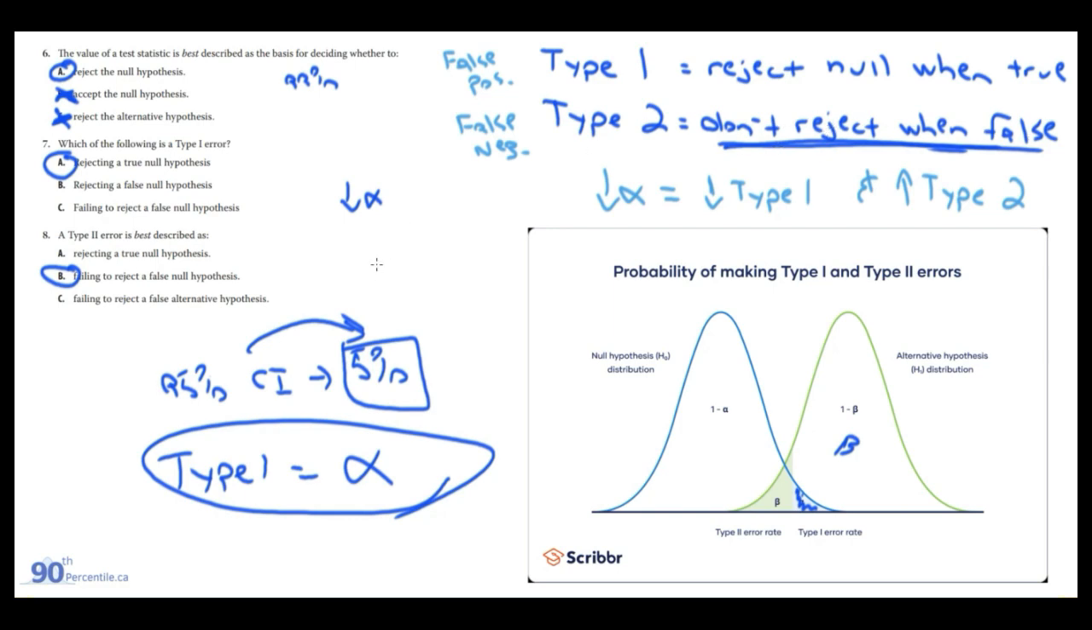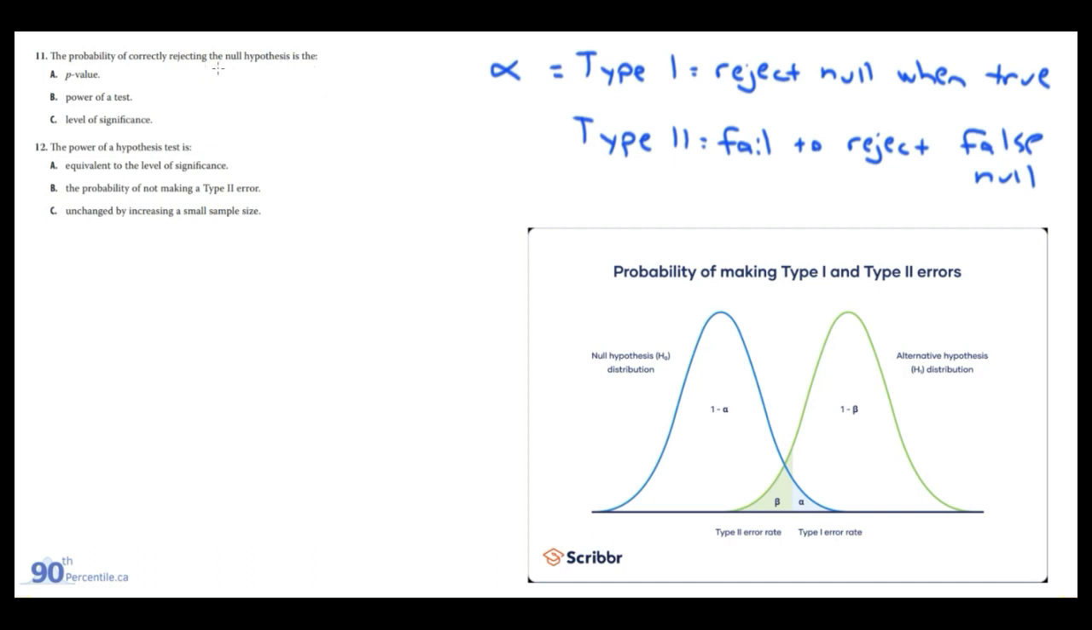The probability of correctly rejecting the null hypothesis is the p-value, power of a test, or level of significance. So let's start with C, level of significance, which we know is equal to the probability of a type 1 error. And a type 1 error is rejecting the null when it's true. So if we're correctly rejecting the null, that means the null must be false. Well, a type 1 error is related to when the null is true. So the level of significance is not the answer.